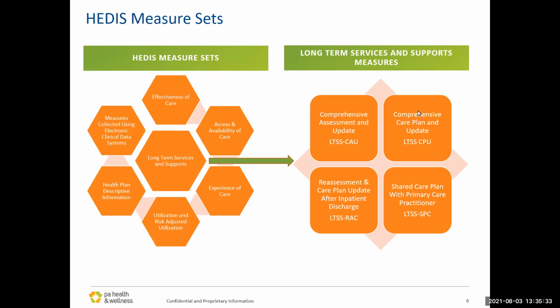Okay, so the HEDIS measure set has several sets on the outside ring here. We have effectiveness of care, access and availability, experience of care, which is our member surveys, utilization and risk adjusted measures, health plan descriptive information, and measures collected using the ECDS. So with those measures, they're in a separate manual all by themselves.